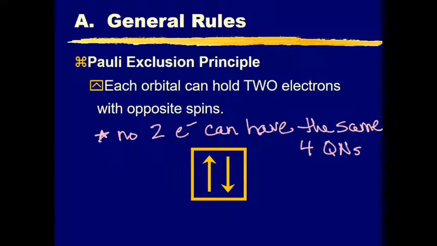So Qn is for quantum numbers. In the previous section, we went over what those quantum numbers are. If you remember, it was the principal quantum number, the magnetic quantum number, the spin quantum number, and the angular momentum quantum number.